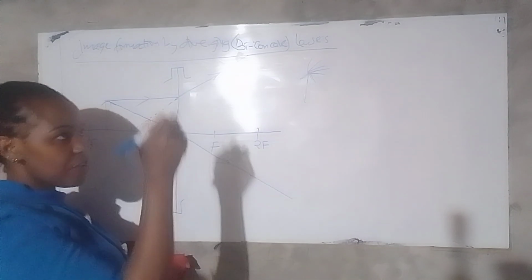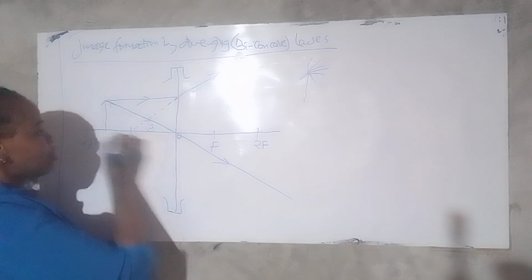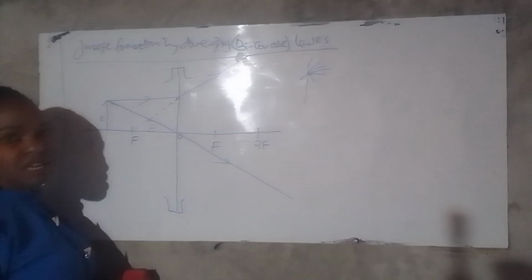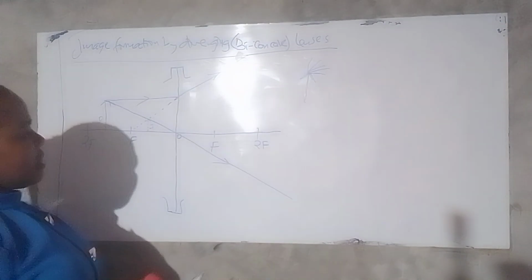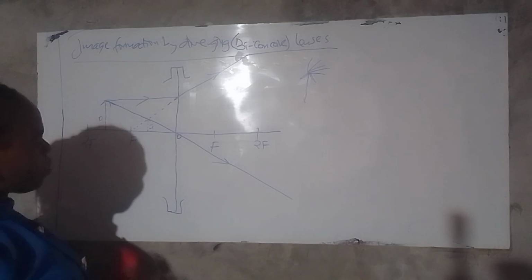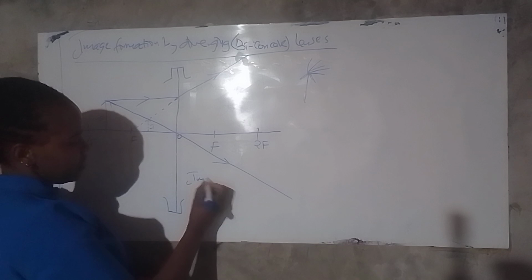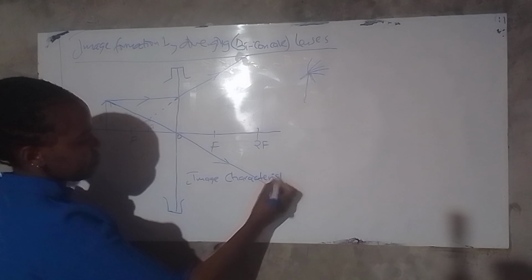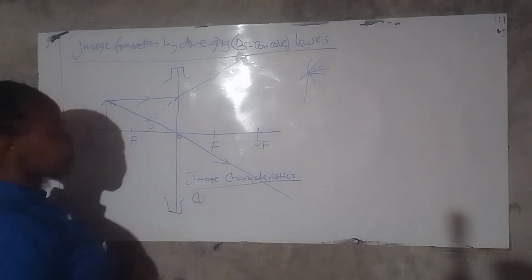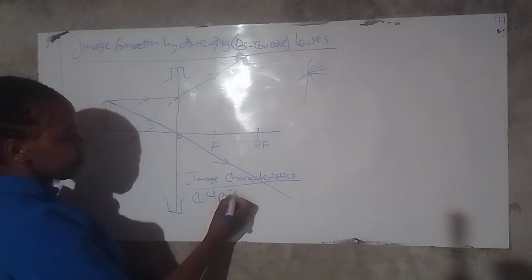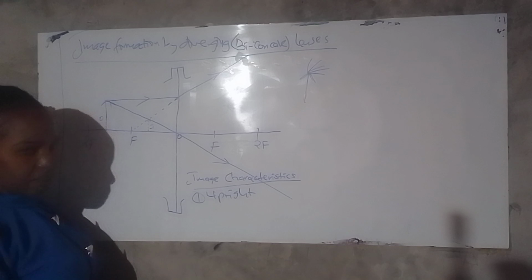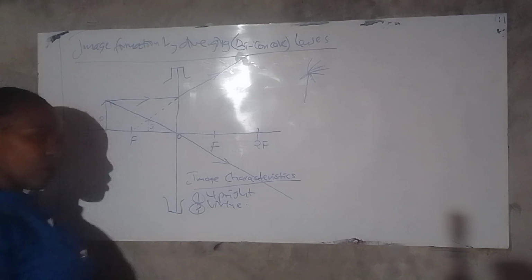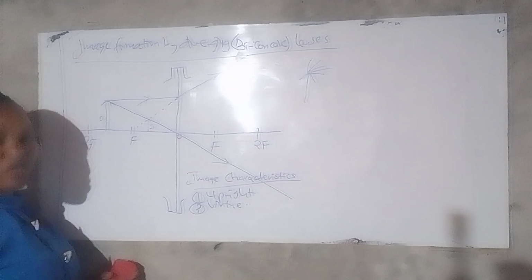Now, why is the image virtual? Why have I put a dotted line? Because our image is virtual, courtesy of the intersection of one of the rays being virtual. Okay, that image is like that. So how would I say is the image characteristic? Image characteristics. So 1, it is upright. As you can see, the image is upright. 2, of course, it is virtual. Being upright, just like the object, simply means it is virtual. It cannot form on a screen.